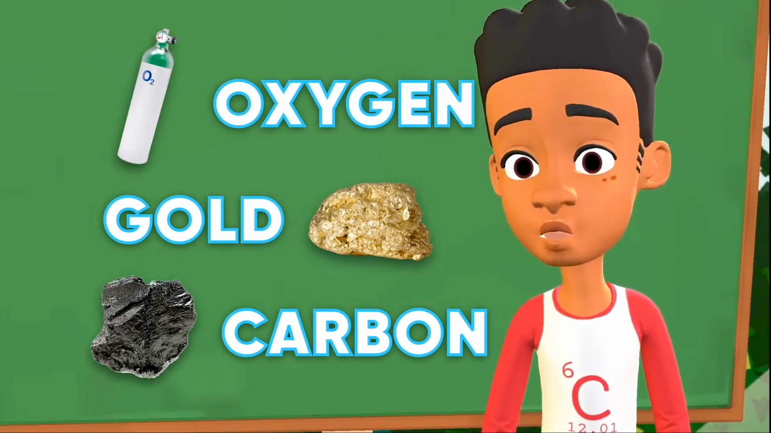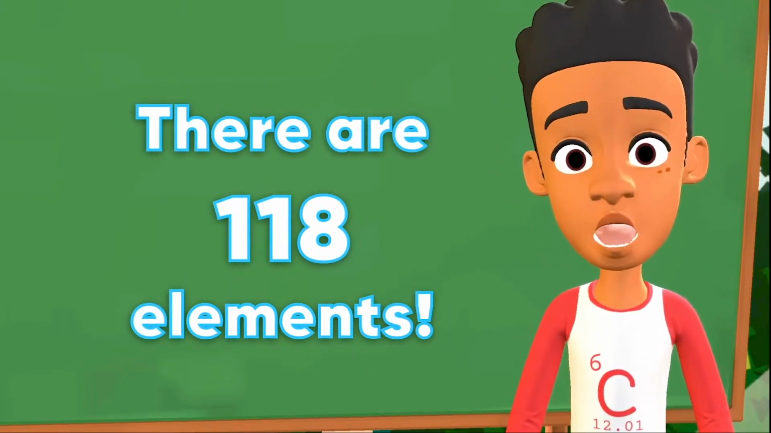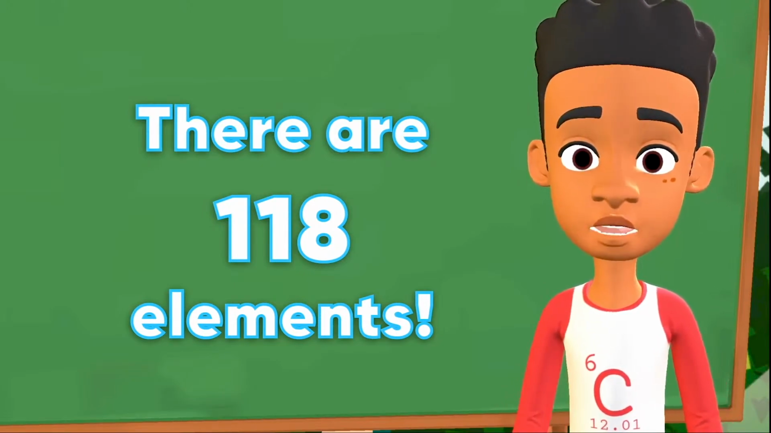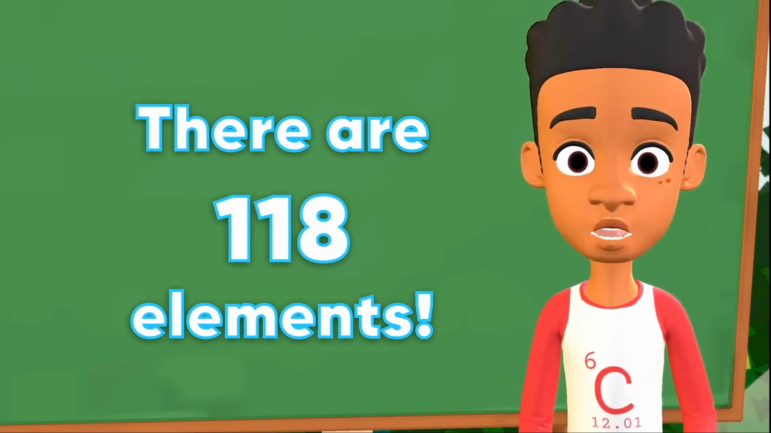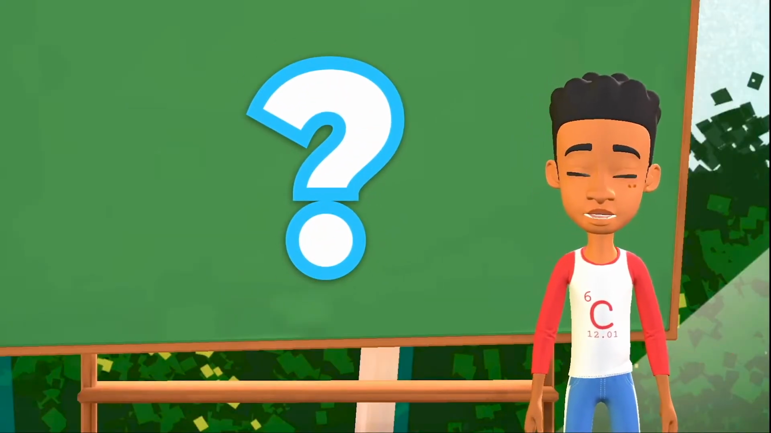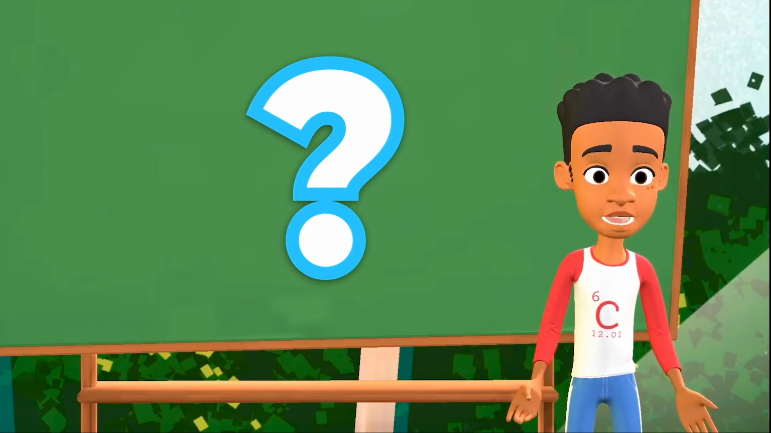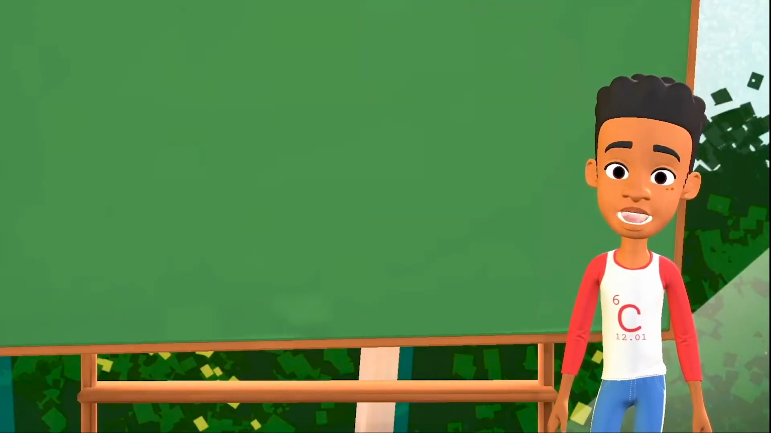Each element is unique in its own way, but there are so many of them, 118 to be exact, it can be hard to keep track of what makes each one special. For example, we want to know which elements are safe for us to use, and which ones should be handled very carefully. So how do we organize the elements? This is where the nifty and helpful periodic table comes in. The periodic table allows us to organize all of the 118 elements so we can study and understand what they can do. But to understand the periodic table, we have to first learn more about atoms and elements.